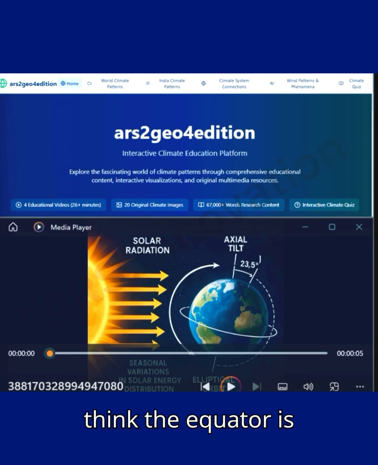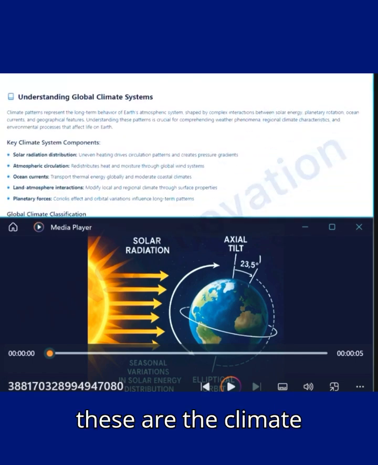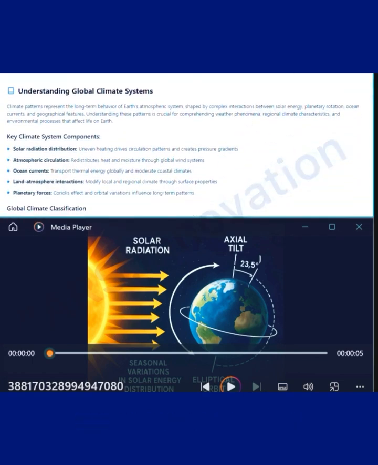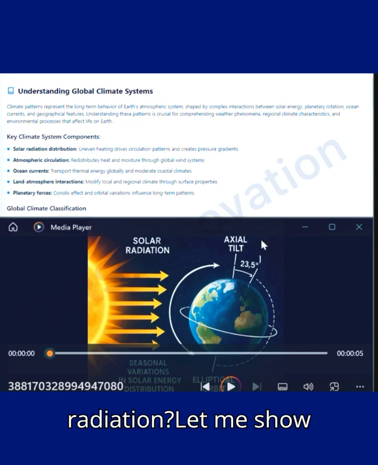For example, you think the equator is warm and wet while the poles are cold and dry. Why can't the equator be cold and the poles be warm? The reason is, let me explain to you the key components of it. Solar radiation distribution, and these are the climate system components. What is solar radiation?